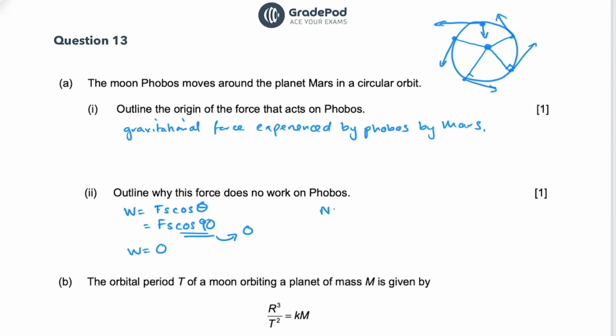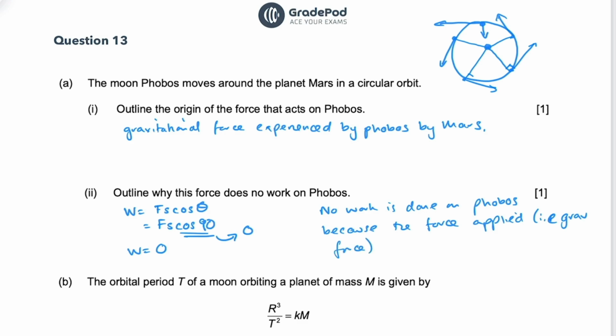So no work is done on Phobos because the force applied, i.e. gravitational force, is at 90 degrees to the direction travelled.